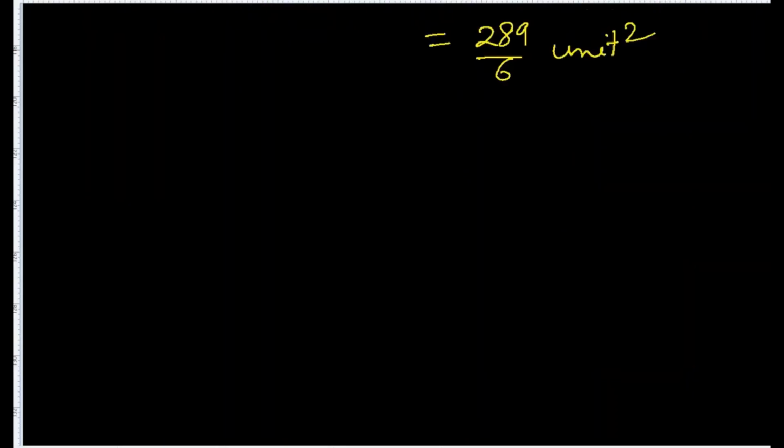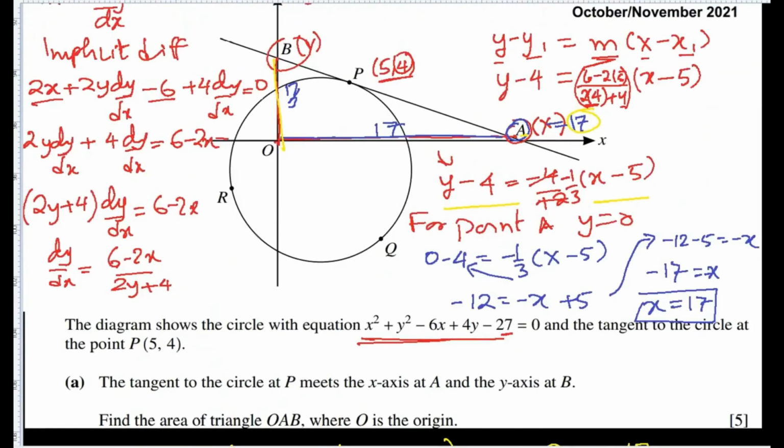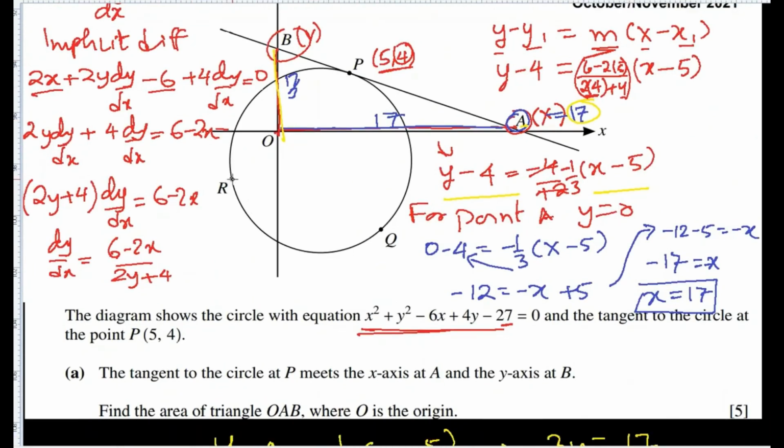Let's move on to B part, which is this. Point Q and R also lie on the circle, as we could see, such that PQR is an equilateral triangle. Find the exact area of the triangle PQR. Alright, it's an equilateral triangle. It means we have to find the area of this triangle, which is an equilateral triangle.